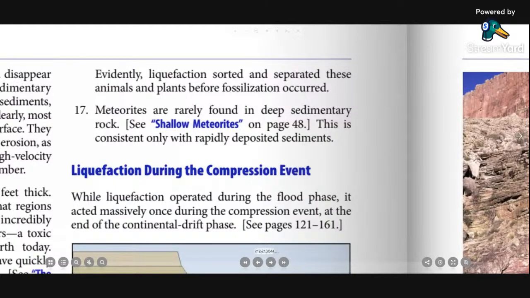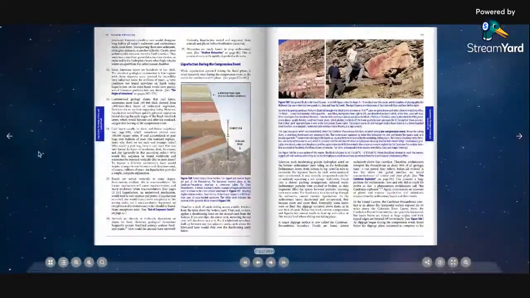17. Meteorites are rarely found in deep sedimentary rock. See shallow meteorites. This is consistent only with rapidly deposited sediments.